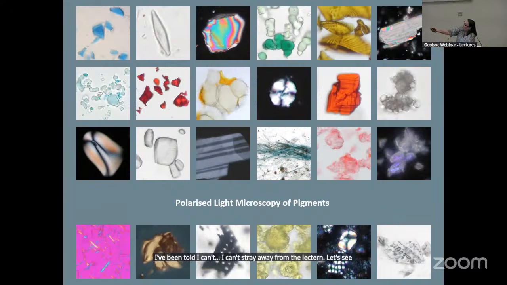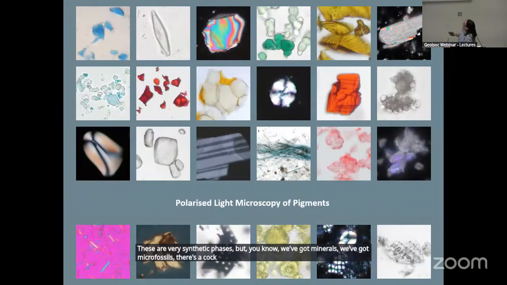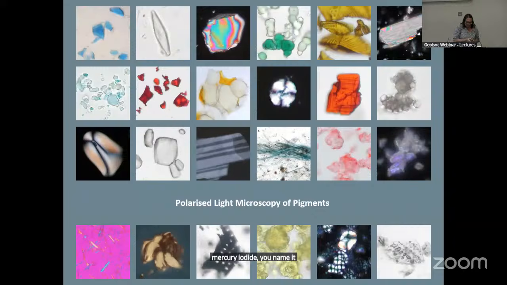So this is a starch grain, that's potato starch. These are various synthetic phases, but we've got minerals, we've got microfossils, there's coccolith there, some realgar, mercury iodide, you name it. Any kind of coloured material that hits those criteria will form a pigment.